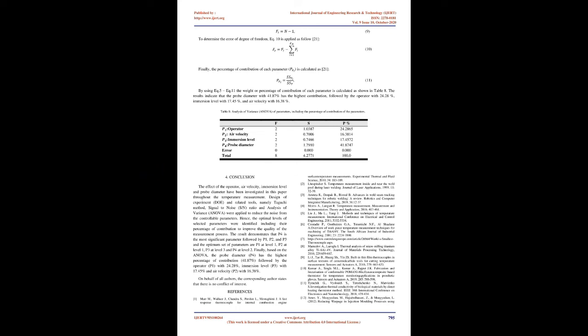From the collected data in Table 6, the average S/N ratio response table can be calculated, as shown in Table 7, to determine the optimal levels of the selected parameters. The larger value of delta shown in Table 7 demonstrates the significance of each parameter. It is clear that P4 is the most significant parameter, followed by P1, P2, and P3.